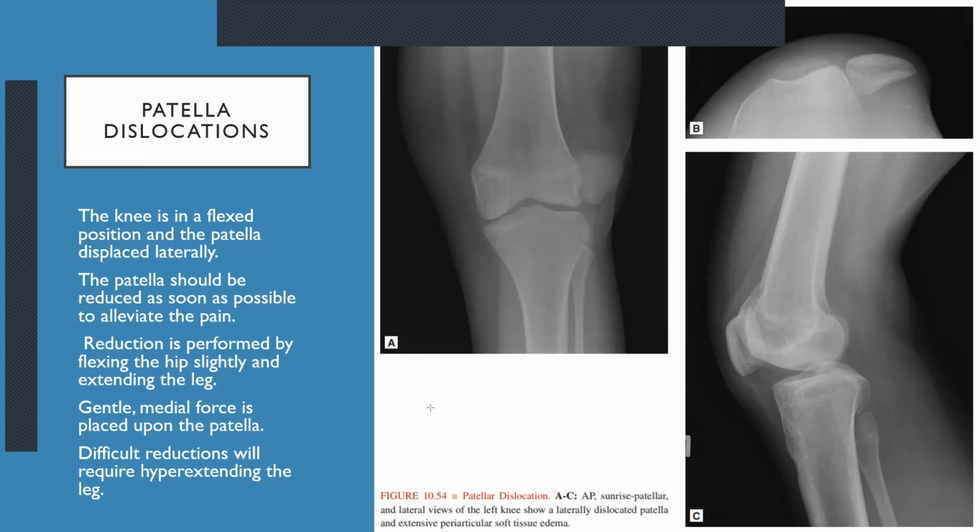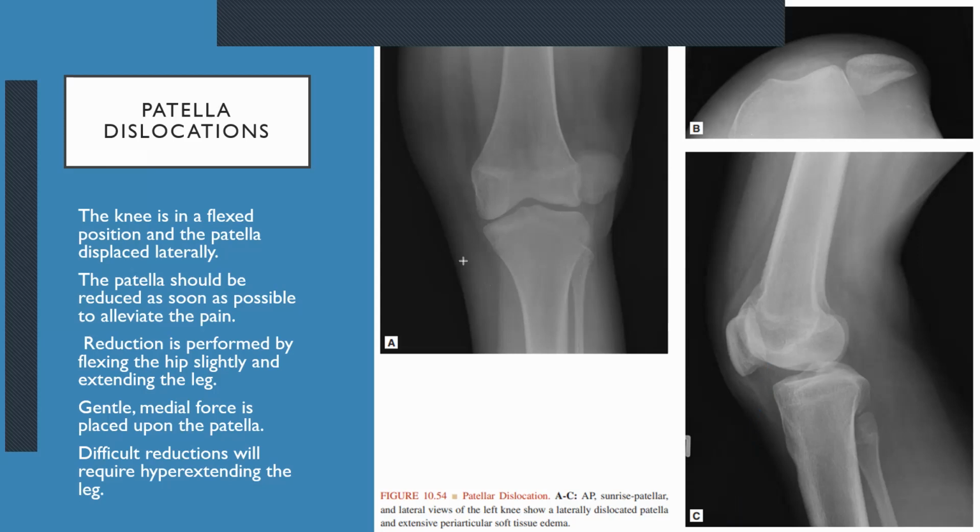And those who have had a spontaneous reduction will still require splinting, because they're at great risk of redislocation. And even after you've done a reduction, the patella is one of those I've noticed over the years that tends to pop out quite a bit. Once it's popped out, it tends to pop out again and again and again.